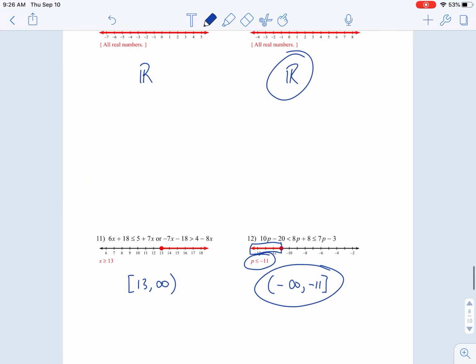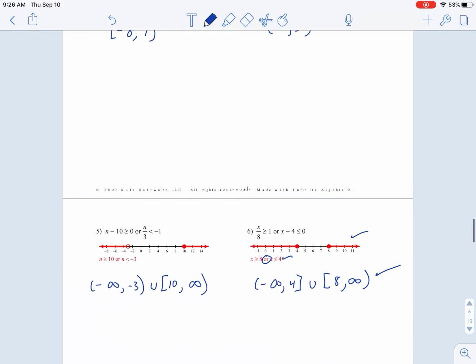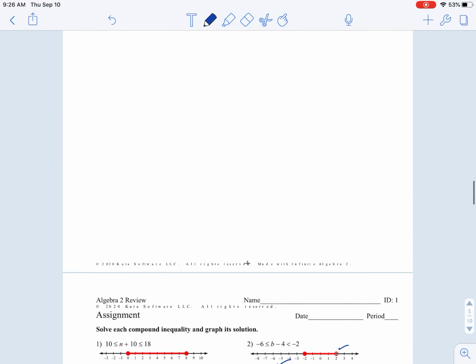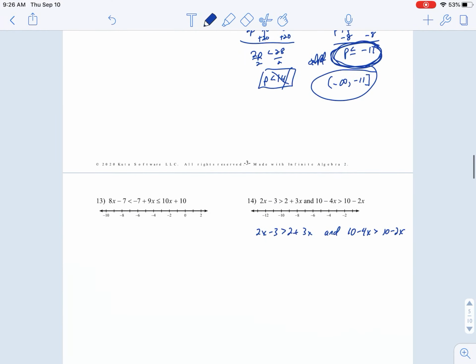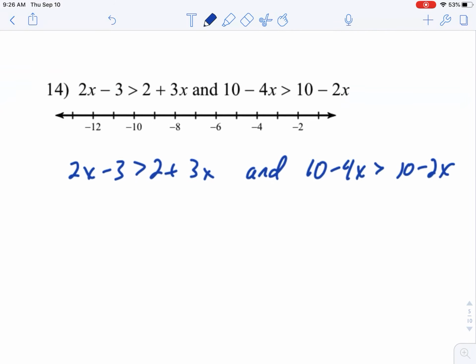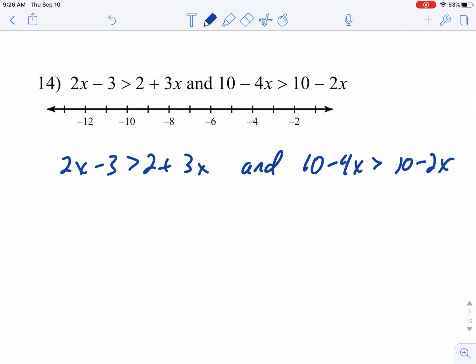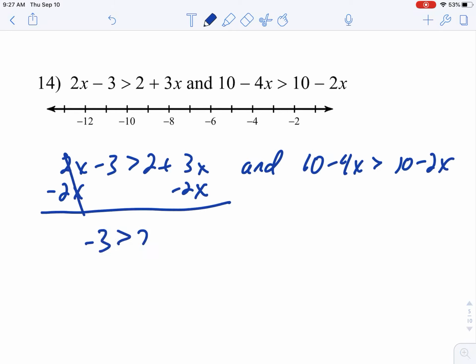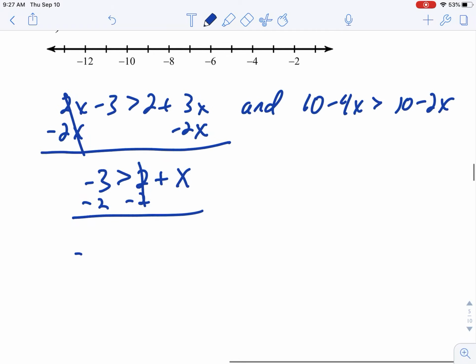So that was an especially tricky problem. I'm not going to sugarcoat it. It was interesting. All right, let's look at number 14, and we'll be just about done. This one's already split up as an "and" problem. The first part I'll solve by subtracting 2 to get my variables together. Negative 3 is greater than 2 plus x. Subtract 2 over to here, and I get negative 5 is greater than x.